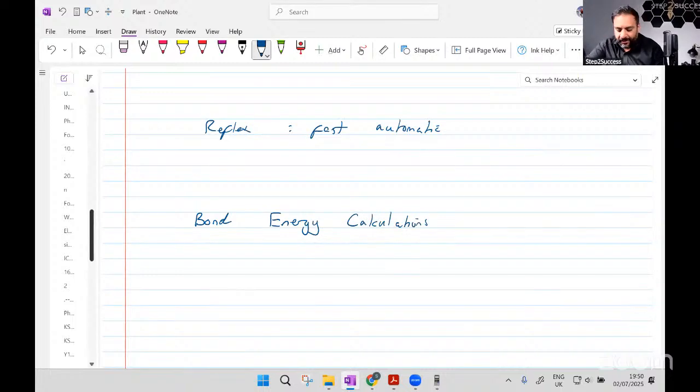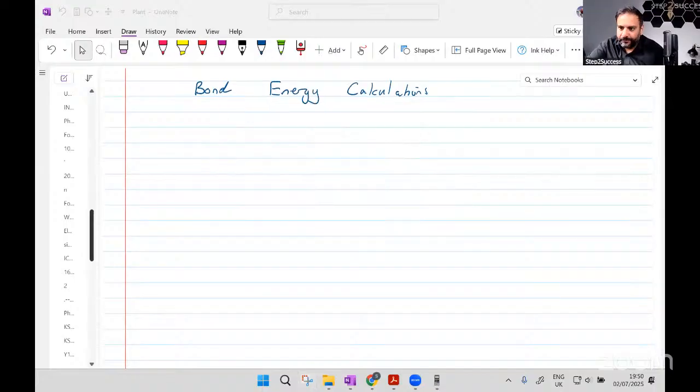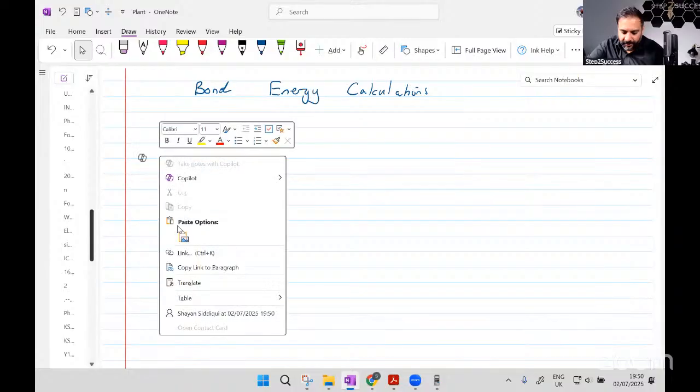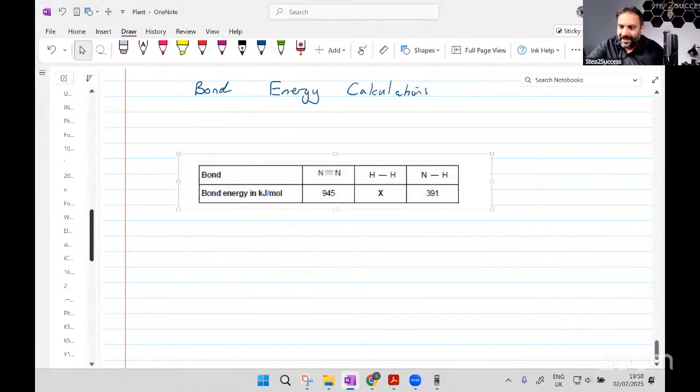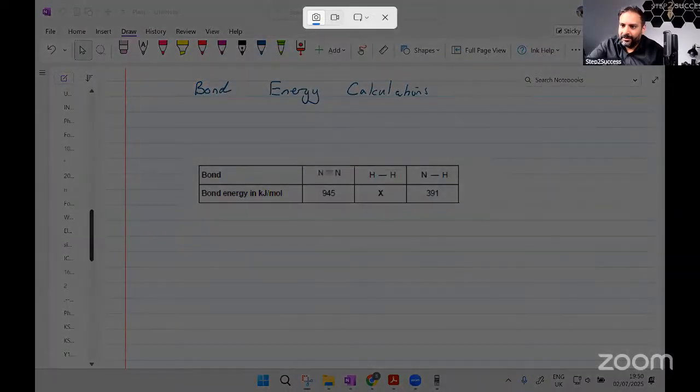Okay, bond energy calculations are when you get given, I'll show you actually a little bit, you get given a table that looks a little bit like this, where they tell you some bond energies, and you get given an equation that looks like this.